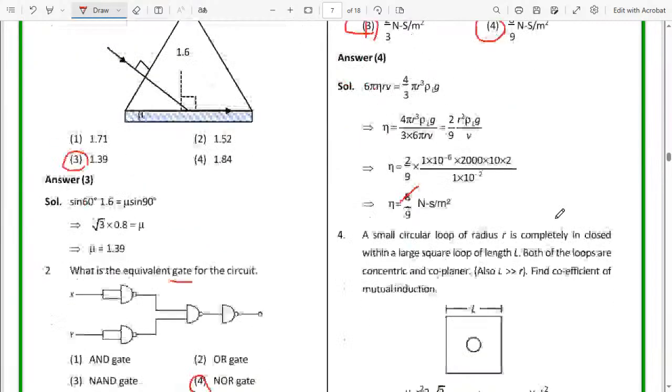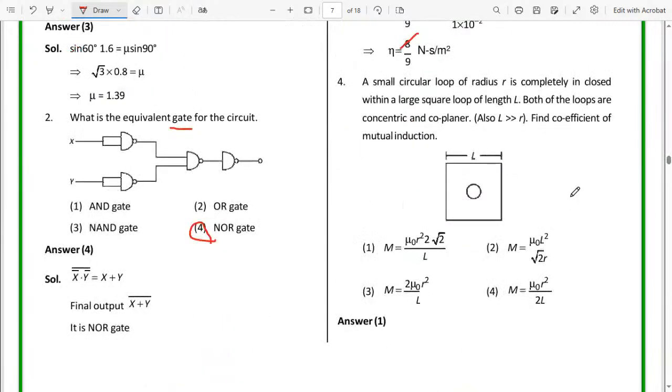Yes. Next, question number 4. A small circular loop of radius r is completely enclosed within a large square loop of length L. Both of the loops are concentric and coplanar. Also L is greater than r. Find the coefficient of mutual induction. The correct answer is 1, students.